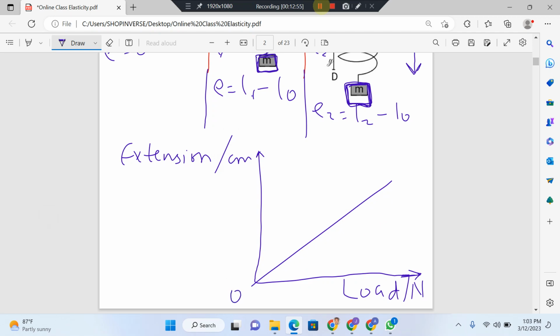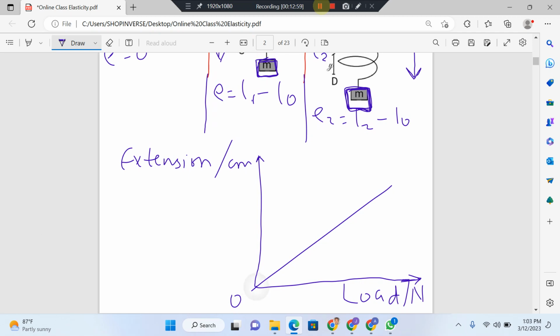Okay. Why? Because when the load is 0, the extension is 0. When the load is F1, the extension will be E1. When the load is F2, the extension will be E2. As you are increasing the load, the extension would also be increasing. When the load is F3, the extension will be E3. So as you increase the load, the extension also increases. And that is what Hooke's law tells us.